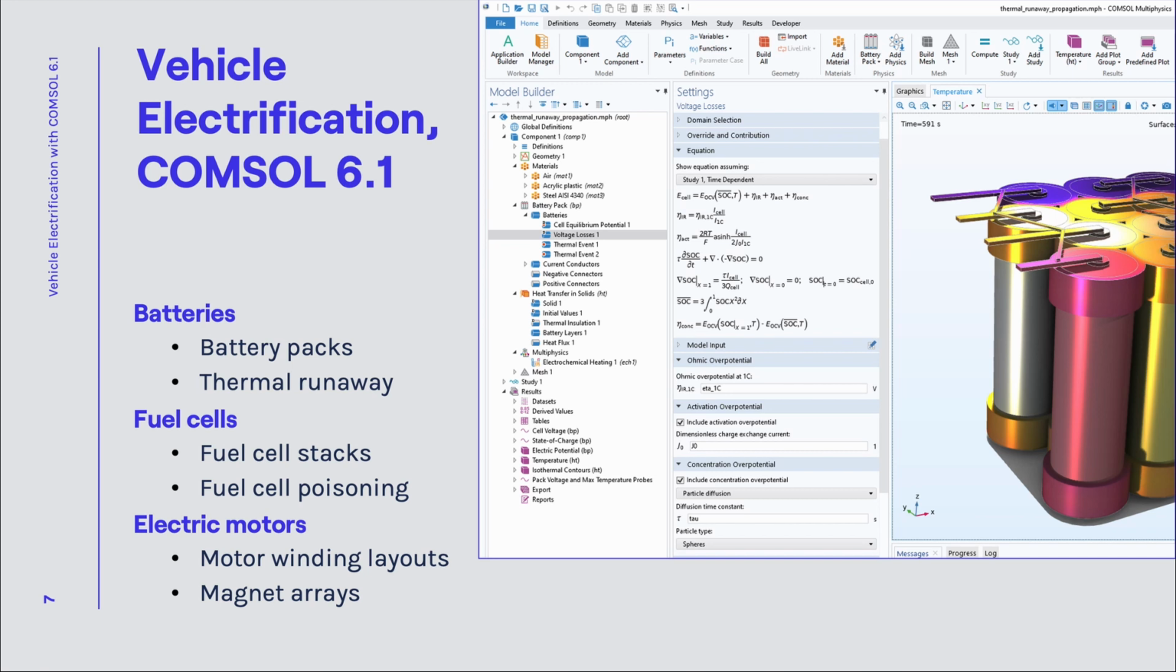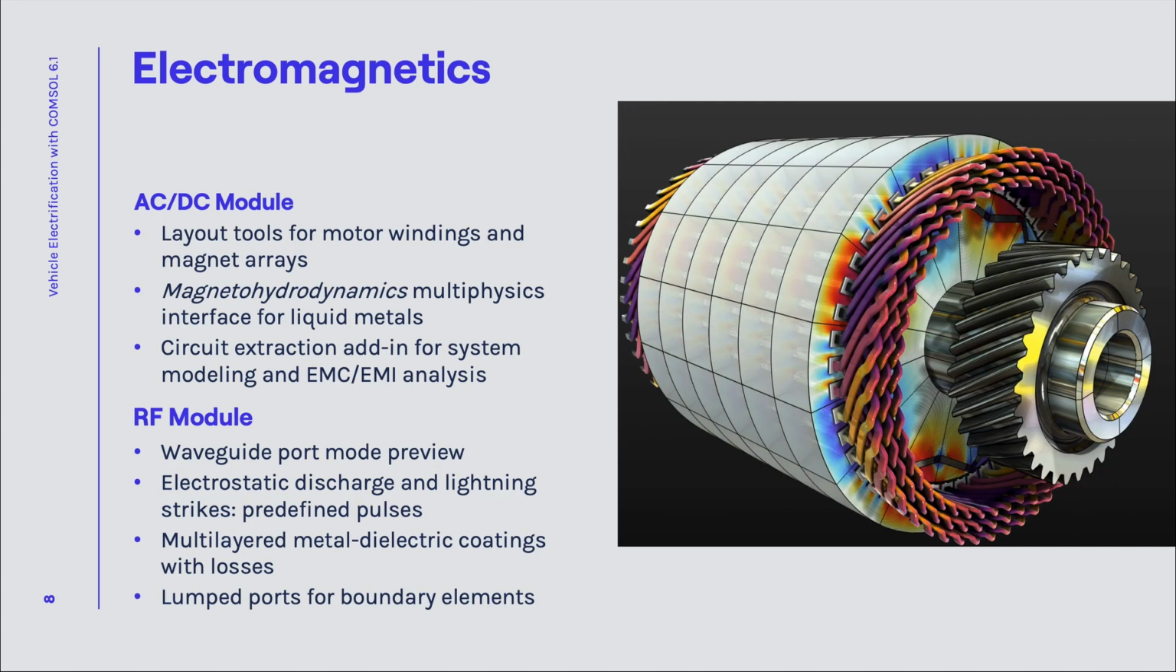So what do we have here for the electrification cluster in COMSOL 6.1? What news do we have here? From the battery side, we have battery packs and a more convenient way of modeling thermal runaway. We have some updates for fuel cell simulations. And what we are looking into for today's webinar is electric motors and generators. So we have some updates to motor winding layout. That's a new feature here in COMSOL, and also magnet arrays. That's a quite nice feature, and it can make your work more efficient.